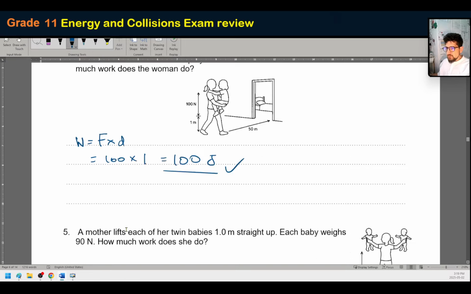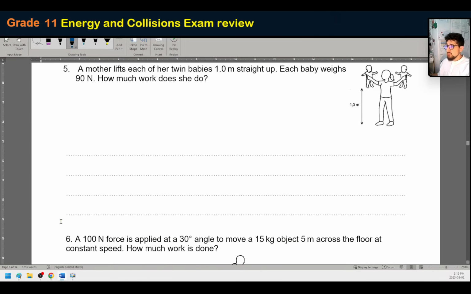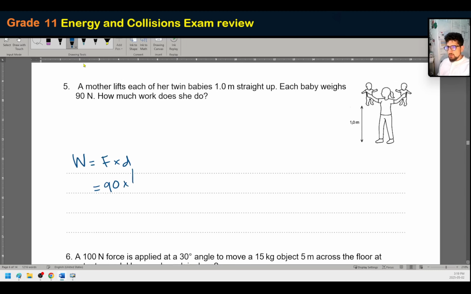Okay, let's move on. Question 5. We're doing very well. A mother lifts each of her twin babies 1 meter straight up. Each baby weighs 90 newtons. How much work does she do? So once again, work is equivalent to force times distance. So we've got 90 newtons multiplied by 1 meter, and that equals 90 joules.